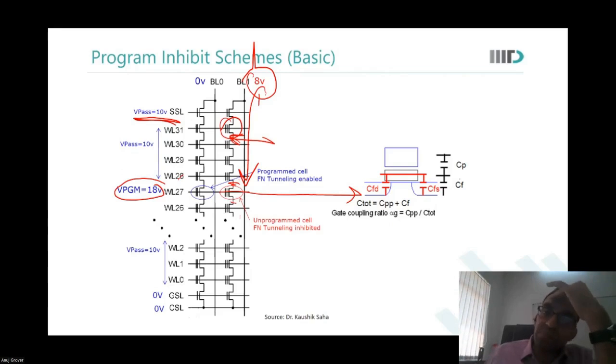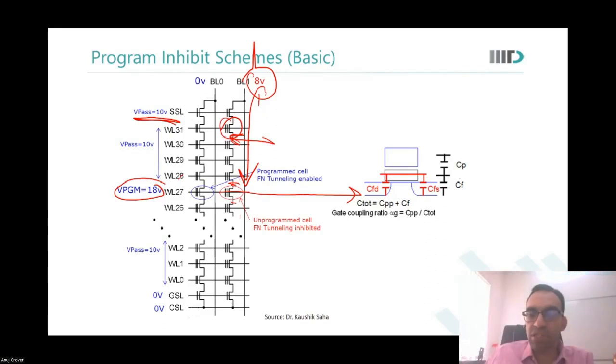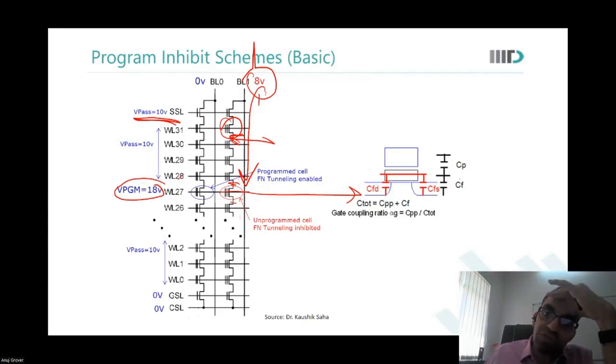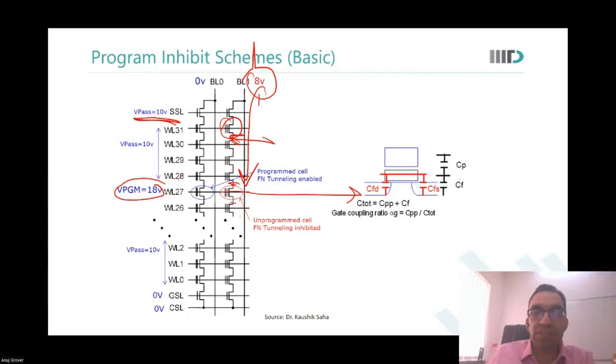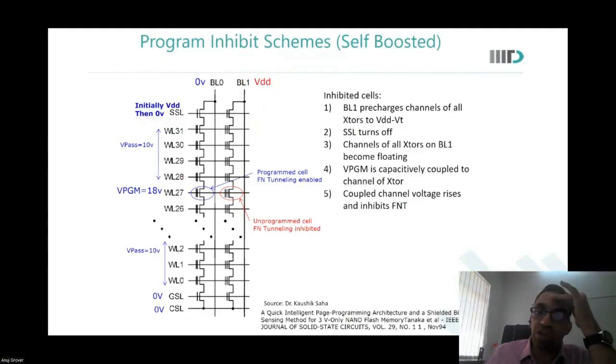For flash memory, there is this one important figure of merit, which is the gate coupling ratio: what is the capacitance of the gate versus the total capacitance? That needs to be taken care of.